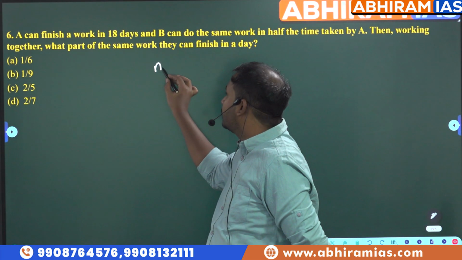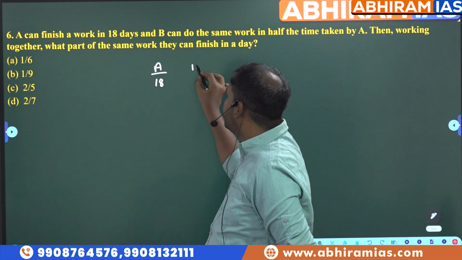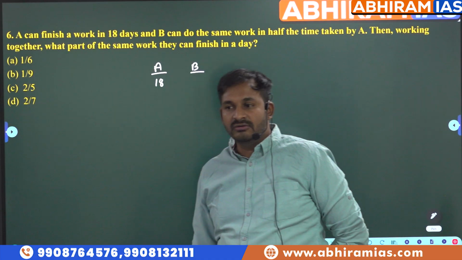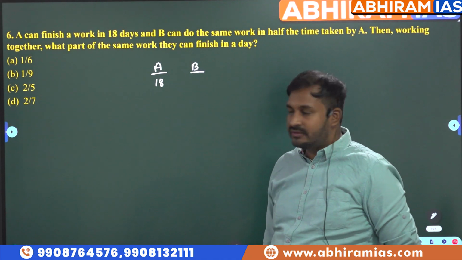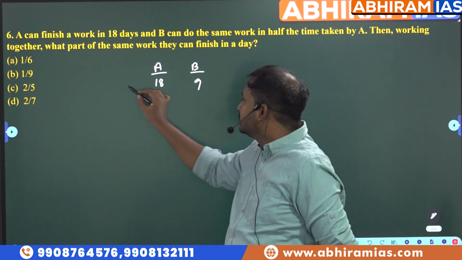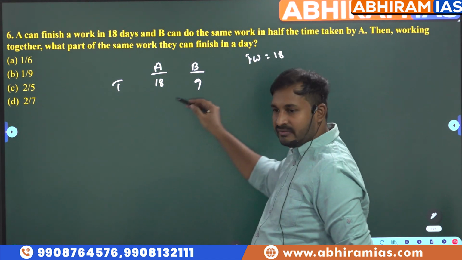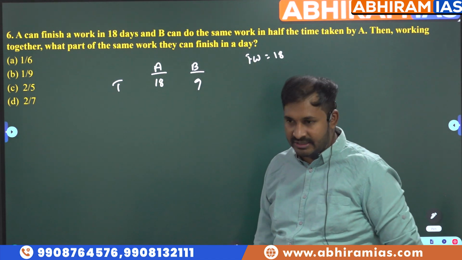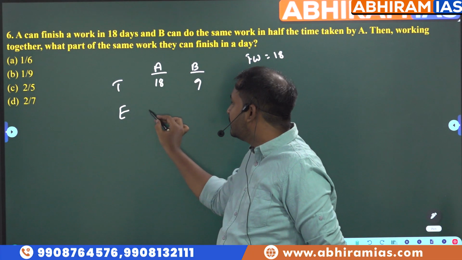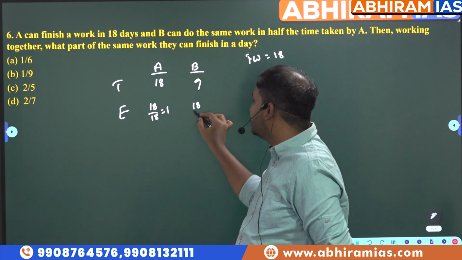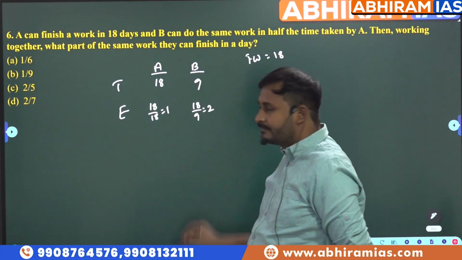A can do the work in how many days? 18 days. Now tell me what will be the time taken by B? 9 days. Why? Because B can do it in just half time of the time taken by A. So now what will be my total work? 18. Direct ga rashi vachama. Why? Because 18 and 9 is LCM is 18. Now what is the efficiency of A? 18 by 18. That is equal to 1. What is the efficiency of B? 18 by 9. That is equal to 2.